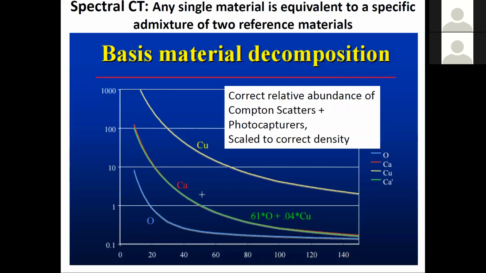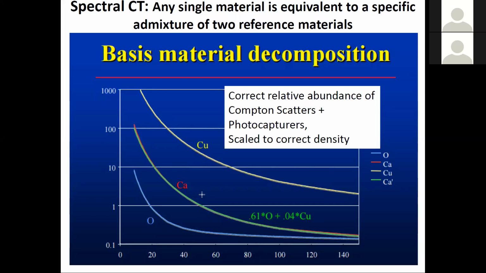Okay, this is basis material decomposition. This is what I was trying to get to. The idea is that you can make a basis of your attenuating material, as if it was composed of them. Any absorption by any material can be made up as a combination of two basis materials.